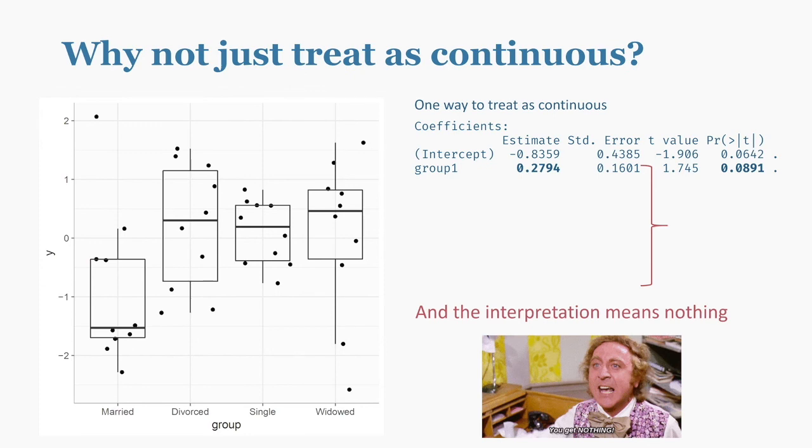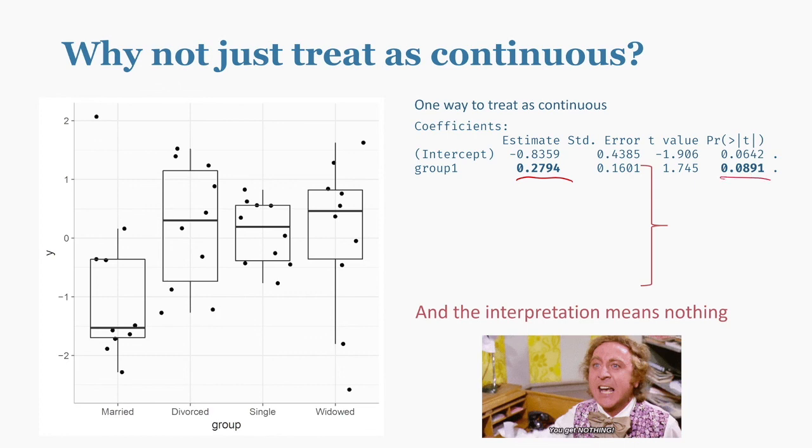So now we come back to the question of why we can't just recode our categories with numbers and then treat them as continuous variables. Well, the thing is you could, but then your interpretation wouldn't mean anything. Let's say you replace the marital status levels, married, divorced, single, and widowed, with the values 1 through 4, and you ran the regression. Well, you might get something that looks like this. You have an estimate of 0.2794 and a p-value that is not statistically significant.